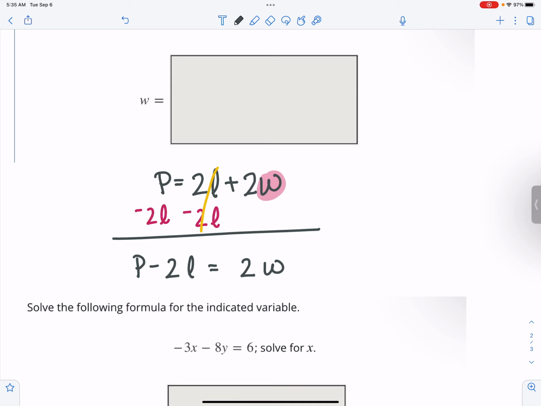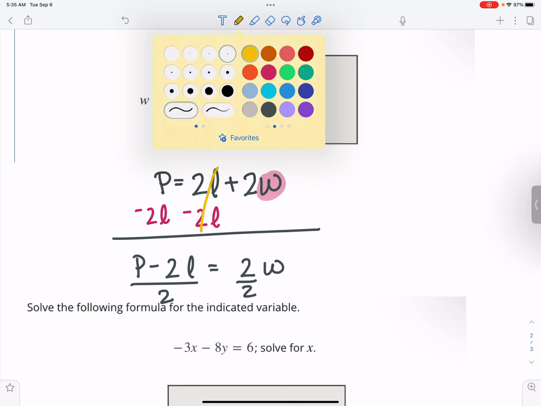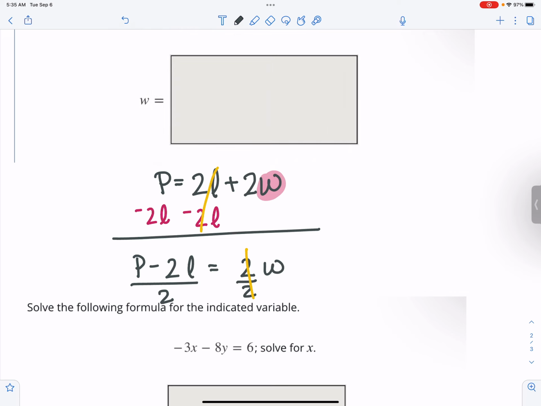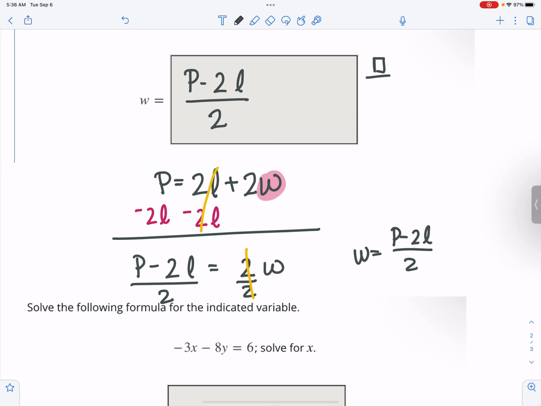Now I'm still trying to get W by itself, so I'm going to divide both sides by 2. Those will cancel and give me a final answer of W equals P minus 2L all divided by 2. And so that's what I would type in. Nothing cancels. I can't cancel out those 2's. I just leave it like that. Just a good tip, do your fraction button first and then type these things in.